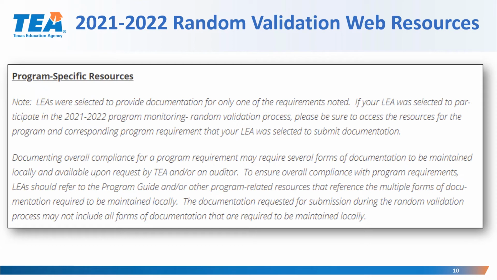Documenting overall compliance for a program requirement may require several forms of documentation to be maintained locally and available upon request by TEA and/or an auditor. To ensure overall compliance with program requirements, LEAs should refer to the program guide and/or other program-related resources that reference the multiple forms of documentation required to be maintained locally. The documentation requested for submission during the random validation process may not include all forms of documentation that are required to be maintained locally.